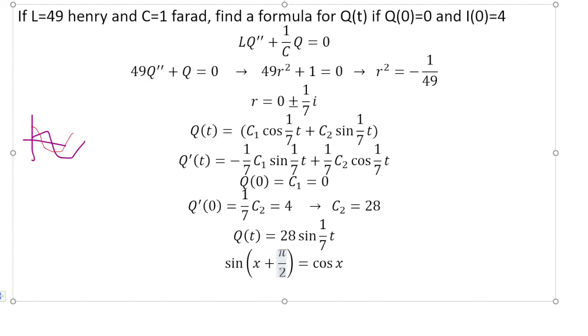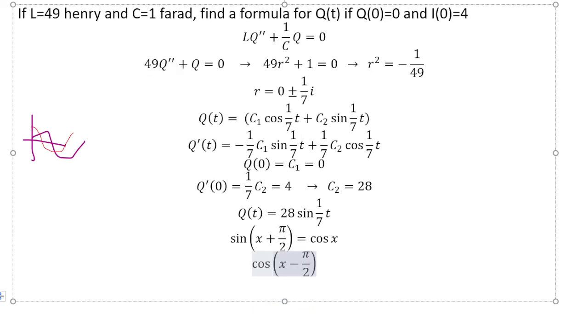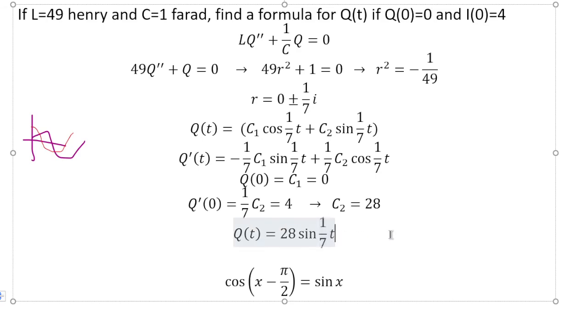You could take the cosine function and shift it 90 degrees to the right, which means x minus pi over 2, and that's going to give you sine of x. Actually, this is what we should use. So if we use this second identity, not this one, then you can furthermore rewrite this one as 28 cosine 1/7 t minus pi over 2.